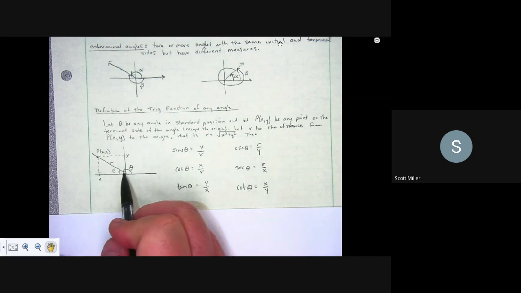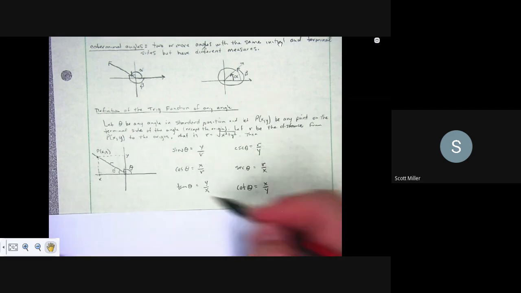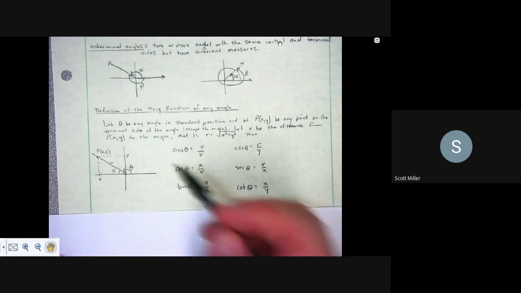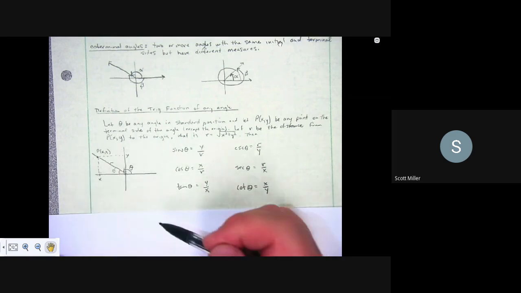Cosine: this side right here is adjacent to the angle, so it would be adjacent over hypotenuse, and so forth and so on. So it still matches the same ratios that we had before. It just now extends to all angles and everywhere in the coordinate plane, as long as the angle is in standard position. So that's how that works.